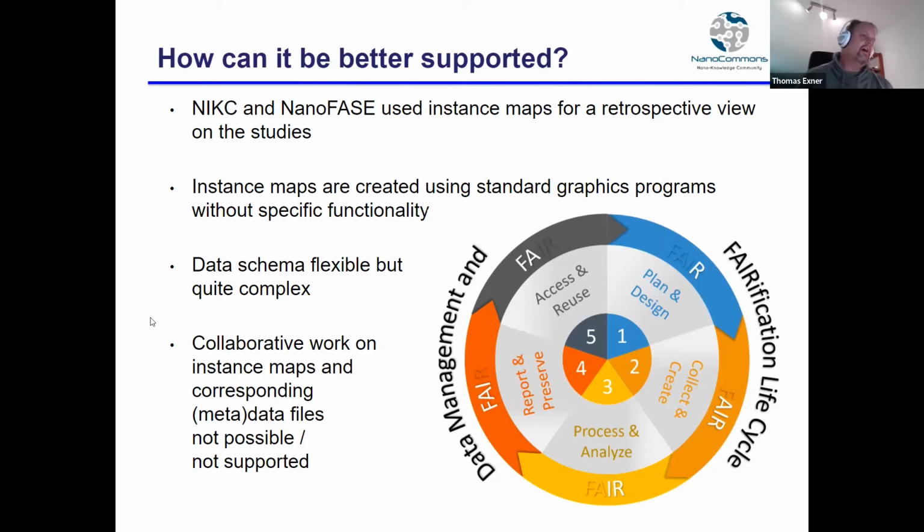I also showed you this relatively complex data schema, which has the advantage that it's really flexible. That is a good thing, but this flexibility also brings complexity. And the other point was that in principle, if you are doing these experiments, you have different people doing things, and therefore it would be nice if it's not just one person who has to do everything, but that you can work on that in a collaborative way, and create these instances, but then also the data files in a more collaborative way.